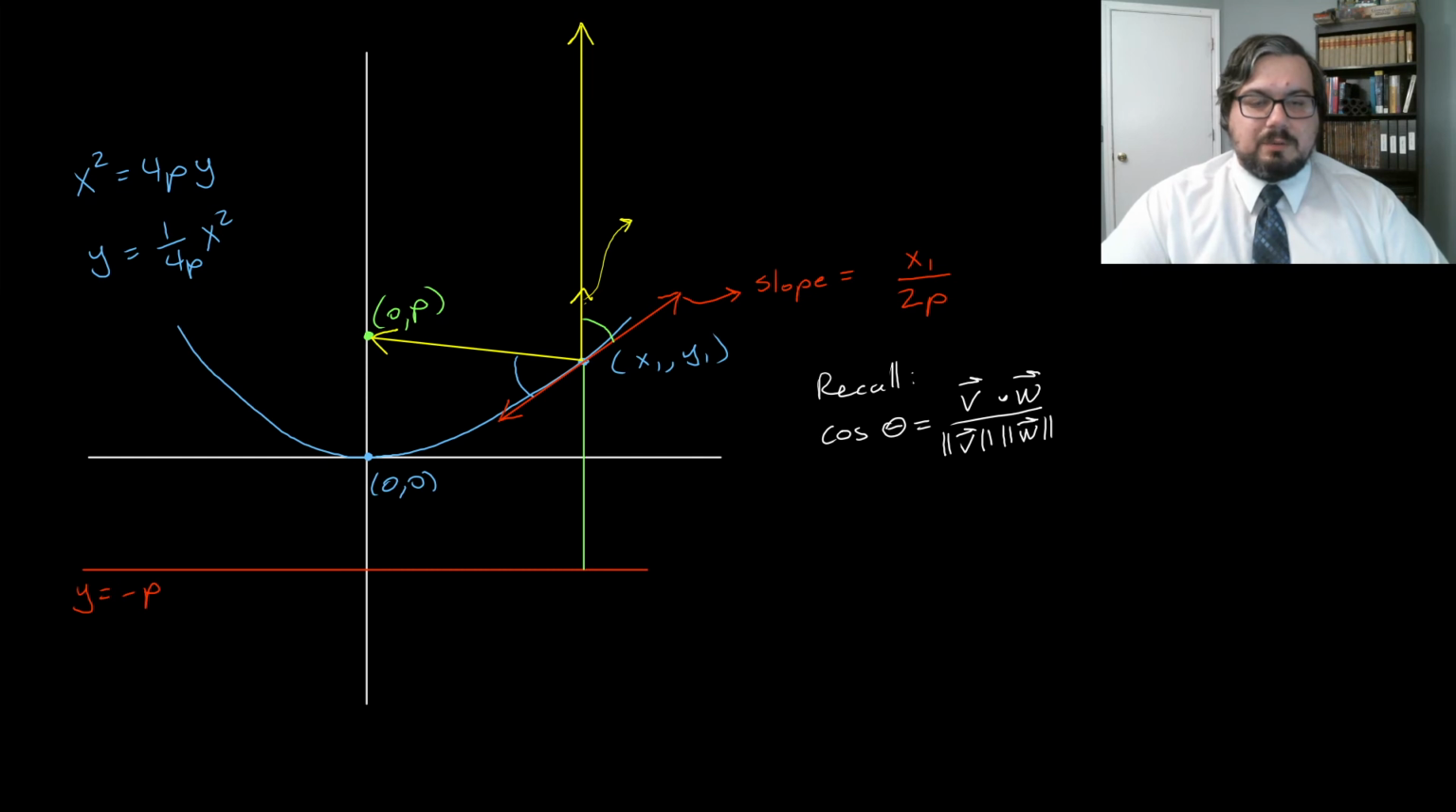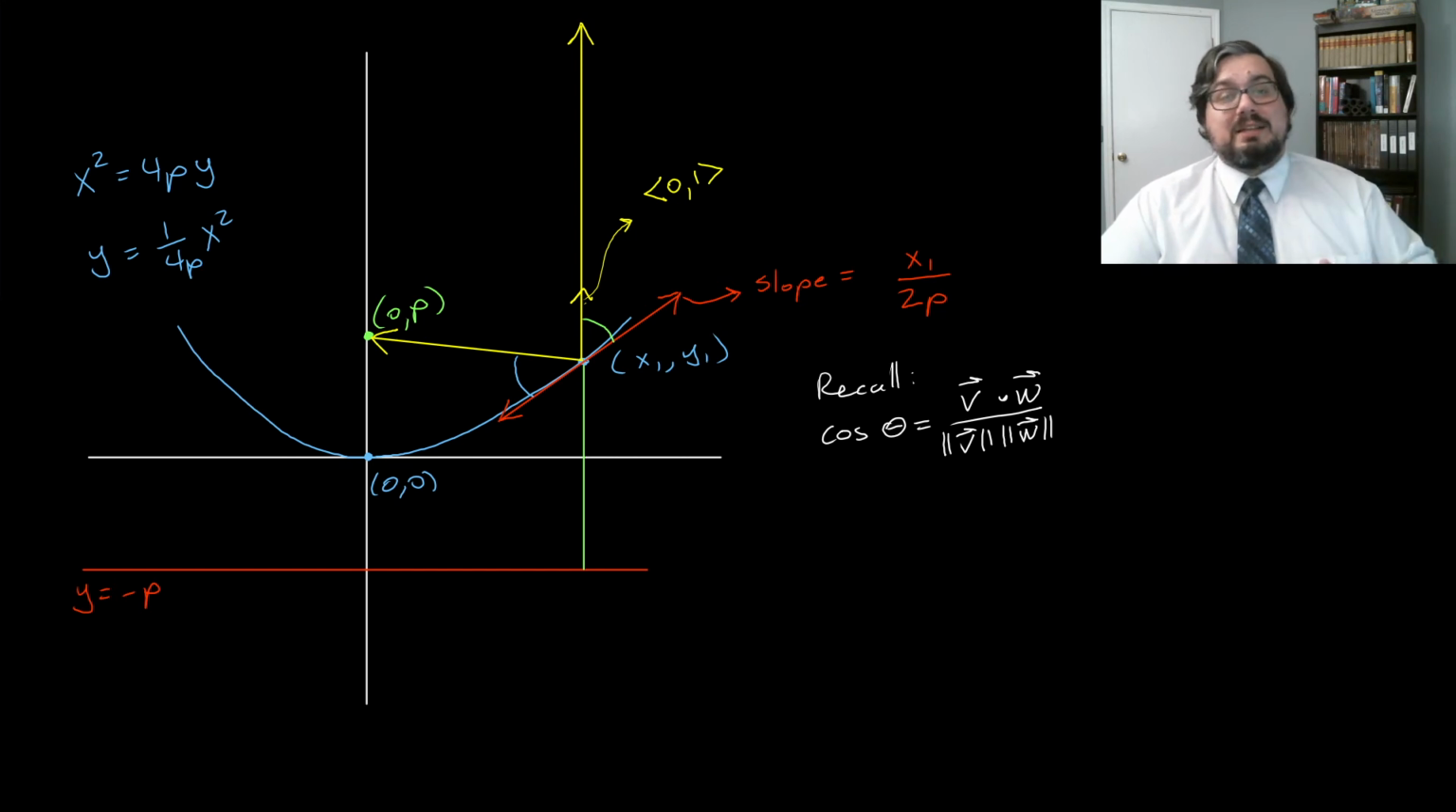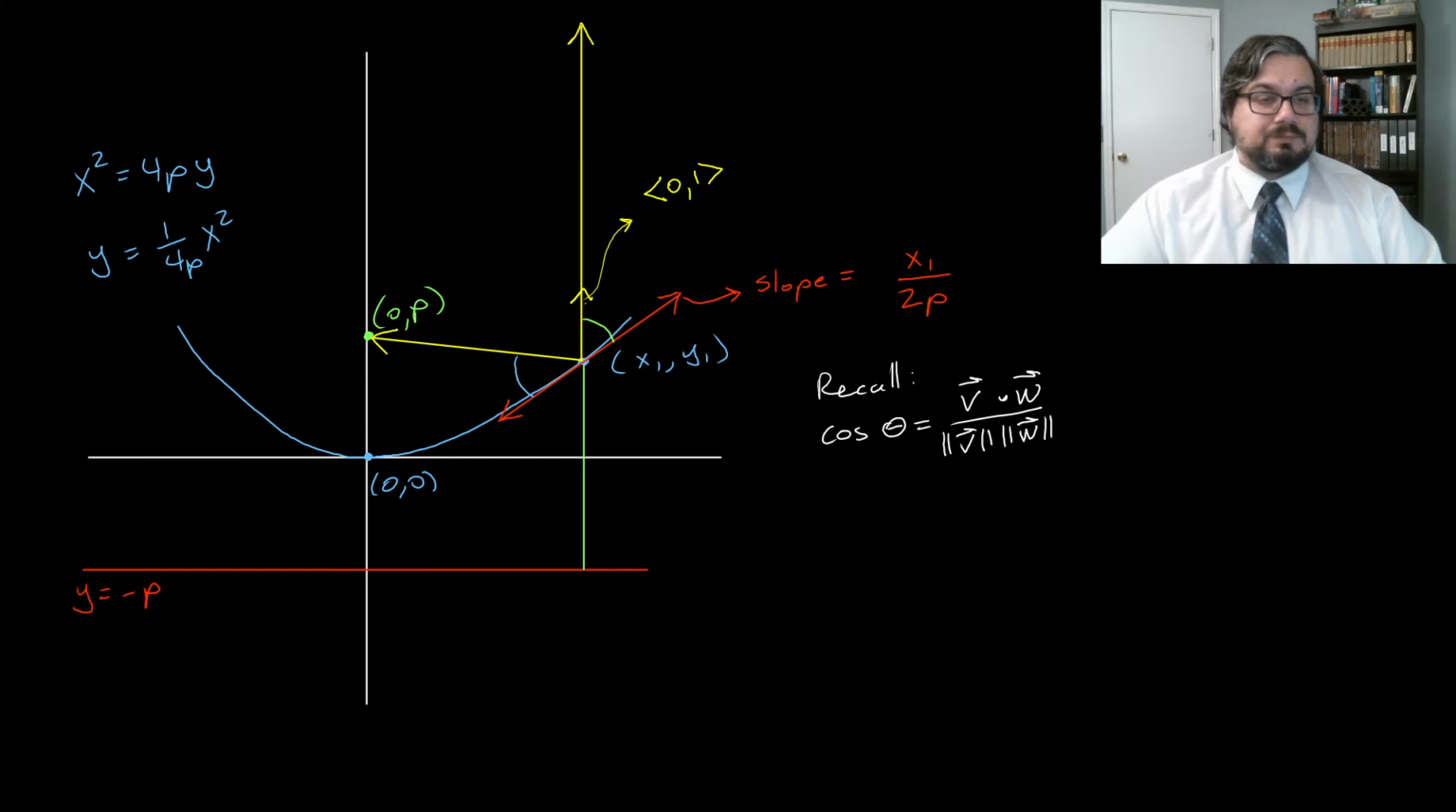One of these vectors here we can write as just the vector 0, 1. That's the unit vector pointing straight up, and that'll be one of the vectors that I use to compute the green angle. Now, for the red vector used to compute the green angle, we want a vector that has a slope of x1 over 2p. Well, the easiest way to get that sort of vector is to just take a first coordinate of 1 and a second coordinate of x1 over 2p.